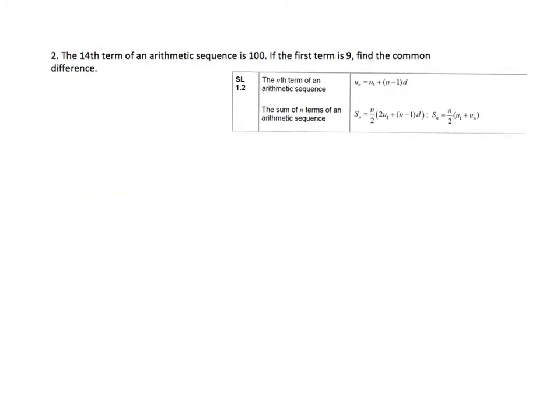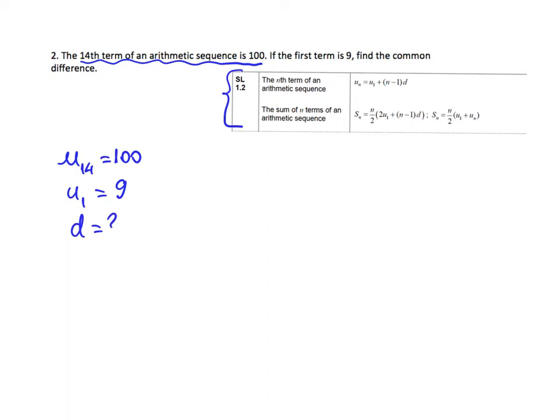Question 2. It's again about an arithmetic sequence, so I open the formula booklet to see those two formulae. The 14th term is 100, meaning that U14 is 100. First term is 9. U1 is 9.